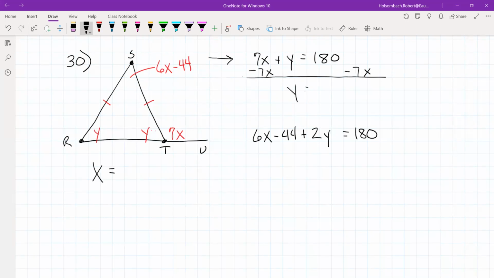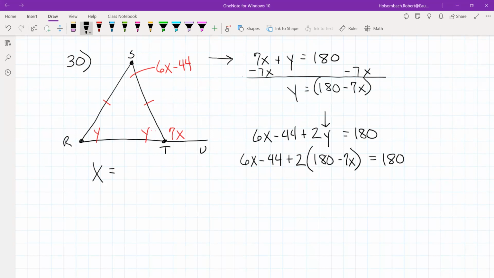We get y equals 180 minus 7x. Since we know what y equals, we go to the other equation, and where there's a y, we substitute 180 minus 7x. So we do 6x minus 44 plus 2, and where the y is, we write 180 minus 7x. And all of that on the left still has to equal 180.